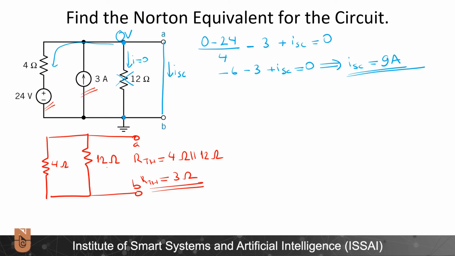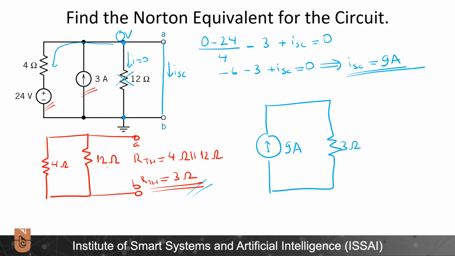Since I have I short circuit and I have R Thevenin, I can draw the Norton equivalent circuit as a 9 amp current source, and in parallel to that the 3 ohm resistor.